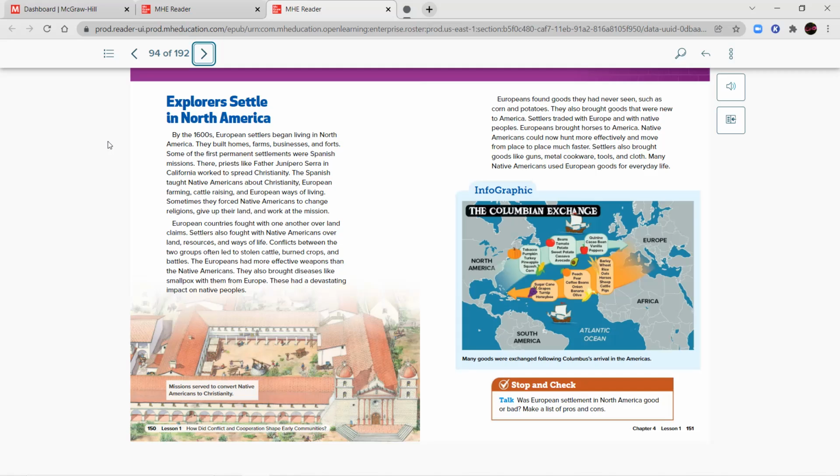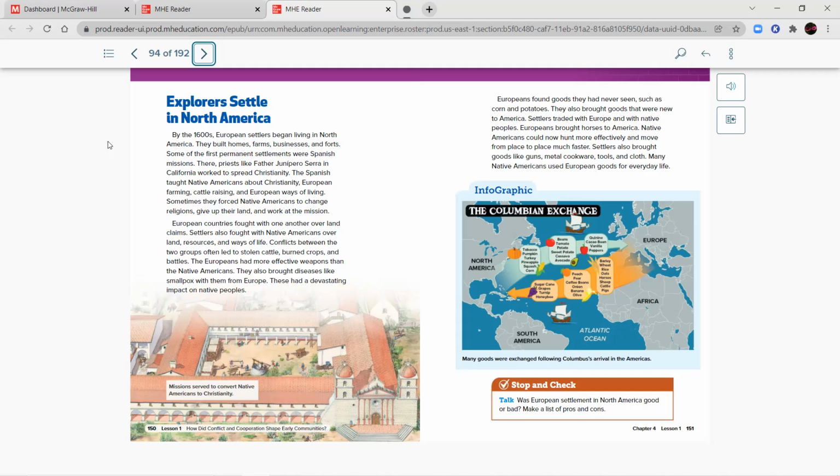European countries fought with one another over land claims. Settlers also fought with Native Americans over land, resources, and ways of life. Conflict between the two groups often led to stolen cattle, burned crops, and battles. The Europeans had more effective weapons than the Native Americans. They also brought diseases like smallpox with them from Europe. These had a devastating impact on Native people.